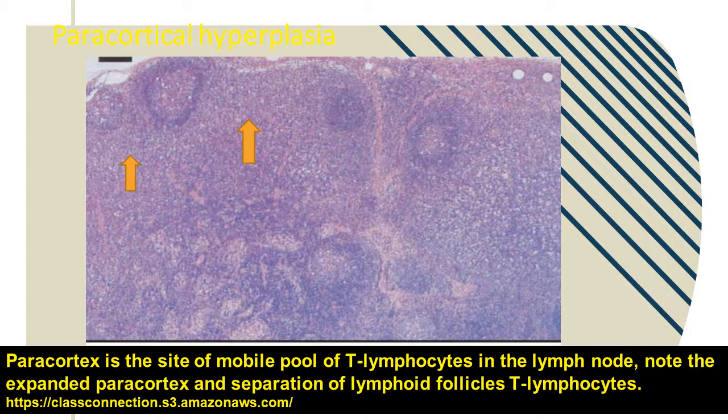This figure shows the pattern of paracortical hyperplasia. You could notice the expanded paracortex as indicated by the arrows, as well as the increased distance between the lymphoid follicles.